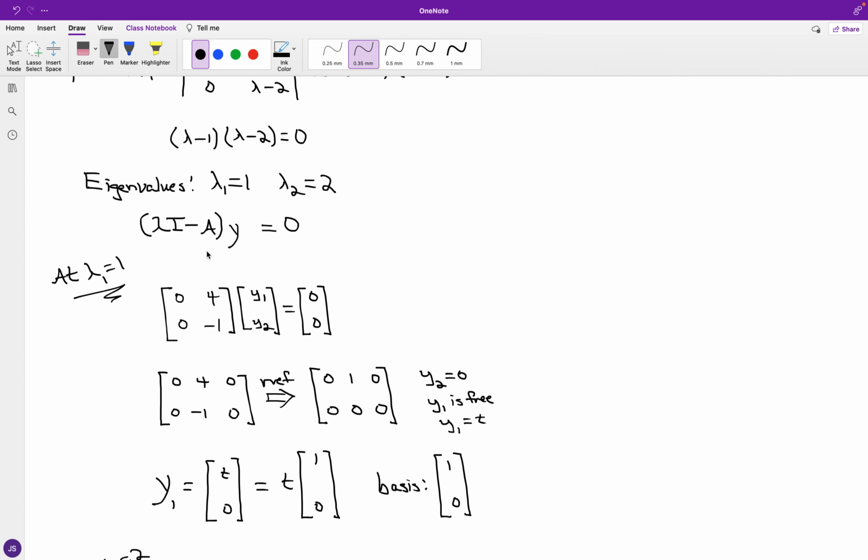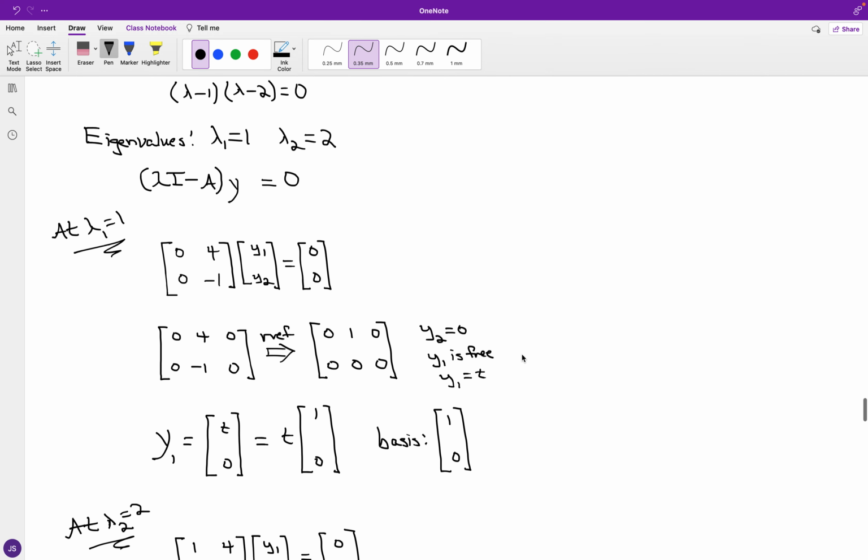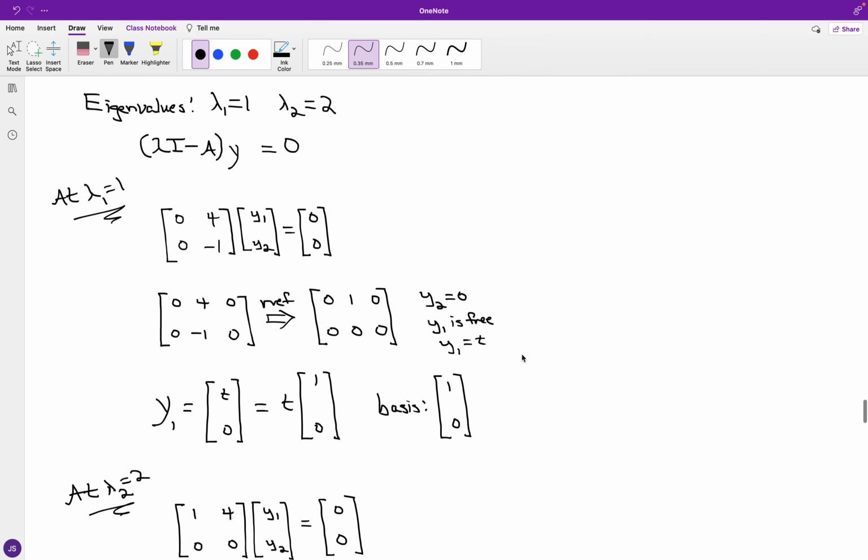So lambda I minus A, if we have lambda sub 1 equal to 1, so you got 0, 4, 0, negative 1 times the first eigenvector equal to 0, and putting what we have in terms of an augmented matrix and placing in reduced row echelon form terms. Okay, so we end up with 0, 1, 0, so this will signal that y sub 2 is equal to 0, and there's exclusively going to be zeros in the first column, so this will signal that y sub 1 is free, and we can go ahead and set this equal to t.